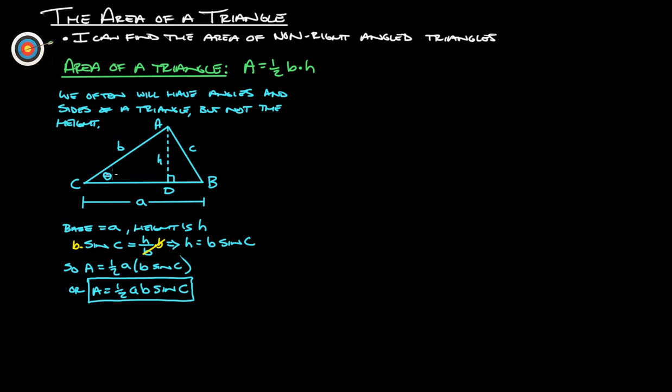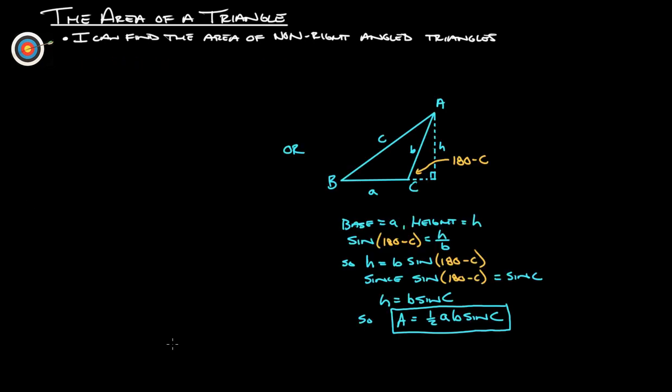So if we know the angle and the two sides that make up that angle, then we can find the area of that triangle, even if it's not a right triangle. Okay, so let's do this.